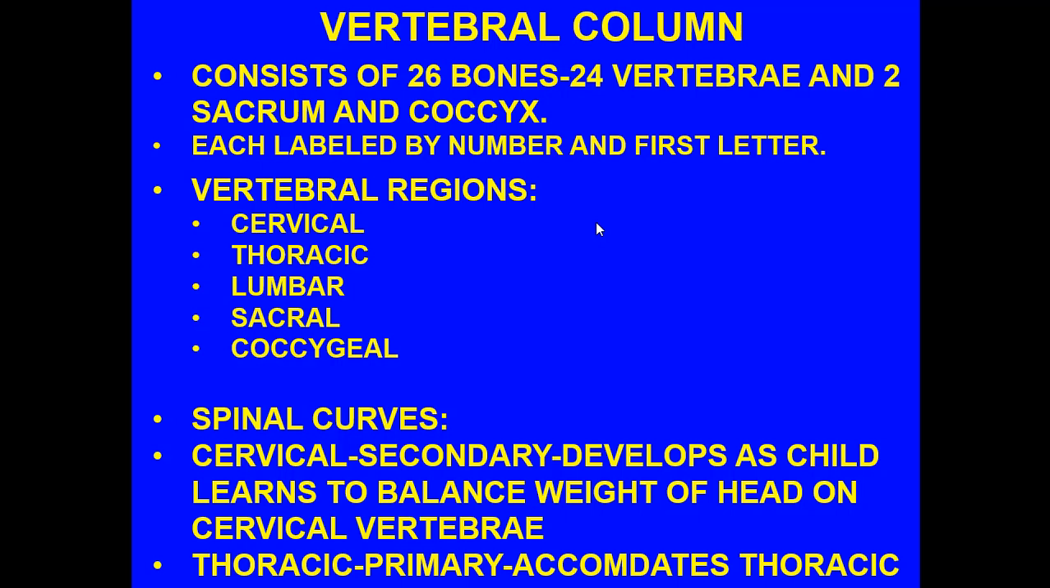So the vertebral regions are C1, C2, C3, C4 for cervical. T1, T2, T3, T4 for the thoracic. Lumbar is L1, L2, L3, L4, L5, because that's as many as you have for lumbar. Then S for sacral. Coccygeal, to avoid confusion with cervical, they usually put a C and then a small letter O.